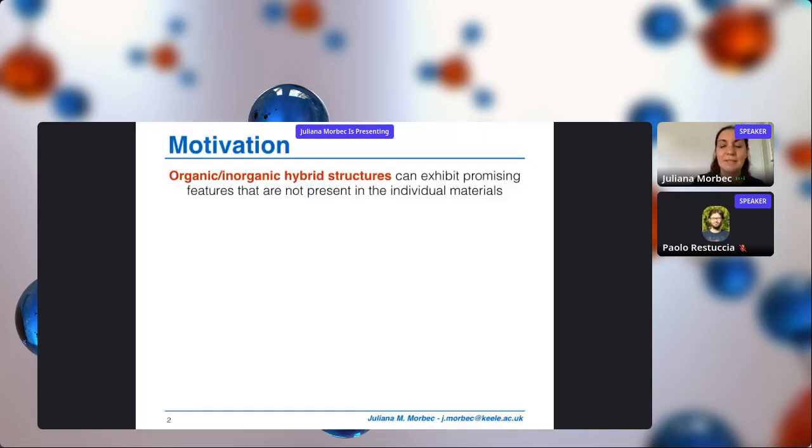The motivation is that when you combine organic and inorganic materials, you can try to create a synergy of what is good about organic materials and what is promising from inorganic materials. And maybe you can find properties at the interface that you cannot find in the isolated systems.